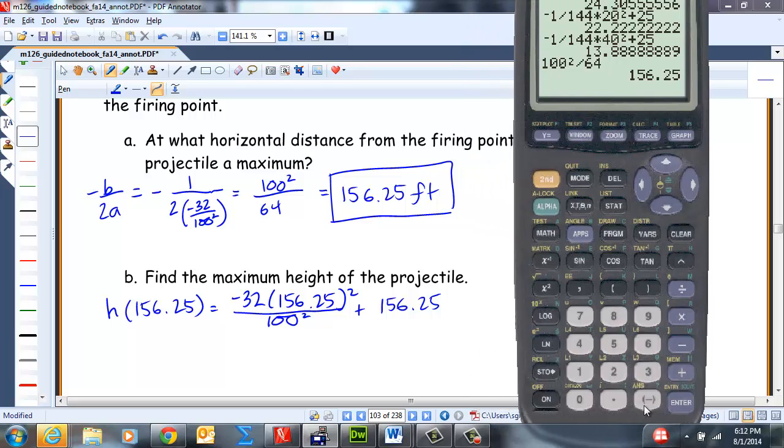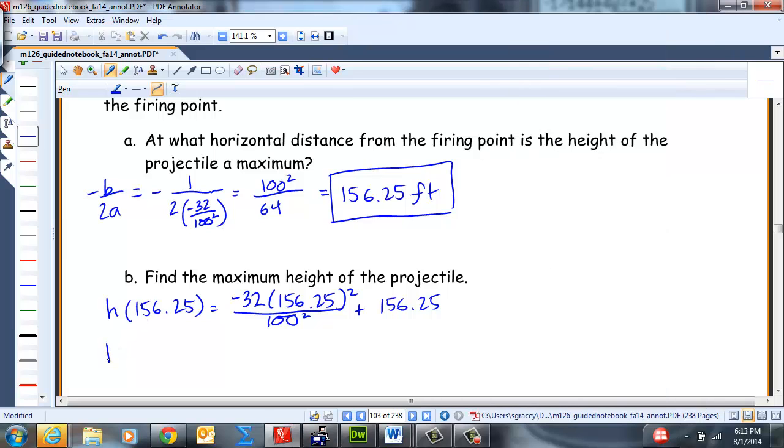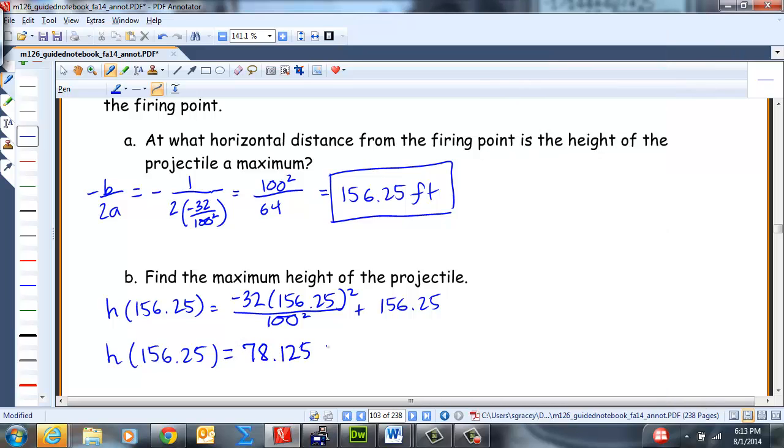So, negative 32 times 156.25 squared divided by 100 squared, and then plus 156.25, is 78.125. So h at 156.25 is, what was that again? 78.125. And we're in feet. And so that is the maximum height of the projectile.